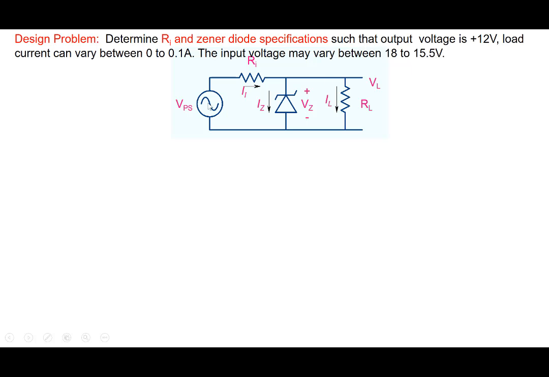So in this case IL will go from 0 to 0.1 amperes, and input is varying from 18 to 15.5 volt here. Input is varying between these, and we have to design this particular circuit, which means we have to determine a suitable value of Ri, and we have to determine the specifications of the Zener, or we have to determine the currents and voltages associated with Zener so that we can select an appropriate Zener diode here.